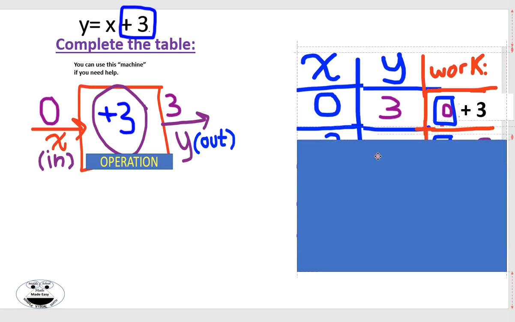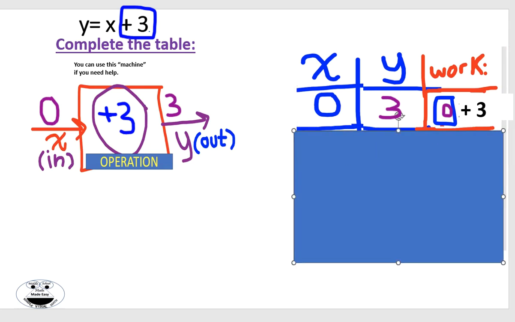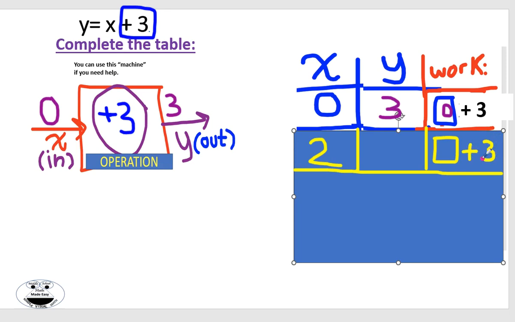So now we have the next x. What I'm going to do is block this off so you can see what to do. For my next value that is given to you, x is equal to 2. So what you can do is make a little box for x. X is always changing. And since we're always doing the same operation for this equation, we're always adding plus 3. So we're going to do plus 3.